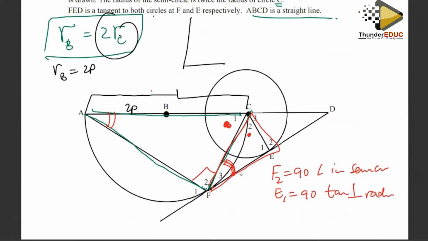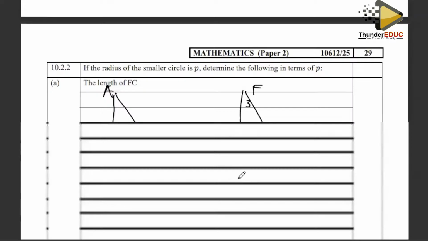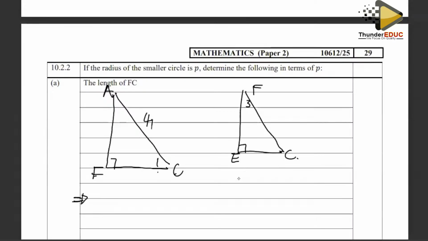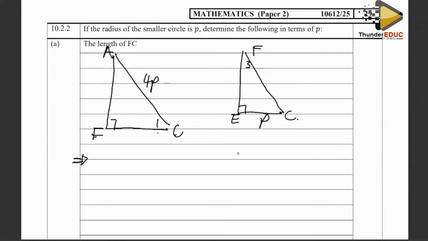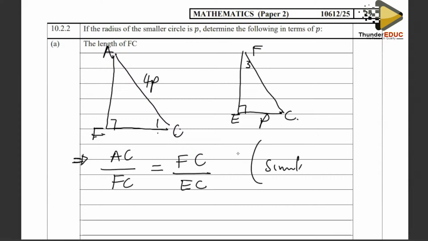So if that is a 2P and this is a 2P, it becomes a 4P. And then this distance from C to E is what we are having as a P, meaning that I'll have this AC as my 4P, and then I'll have the EC as a P. Let me compare the sides. So I'll say that if I have AC divided by FC, it will be the same as FC divided by the EC. Reason is going to be similar triangles, or you can tell us that those two triangles are similar.